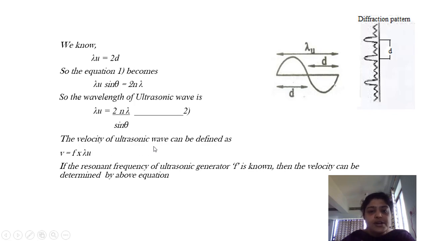Now the velocity of ultrasonic waves can be defined by the equation v equals f lambda. This is a standard equation relating velocity, frequency and wavelength. So v equals f, and instead of lambda we write lambda u. Why lambda u? Because lambda u corresponds to the wavelength of ultrasonic waves, and we are determining the velocity of ultrasonic waves. Now, if you know the resonant frequency of the ultrasonic generator, whatever piezoelectric source we have used in the construction, if the frequency of the source is known, and lambda u is calculated based on diffraction, this is how we can find out the velocity.